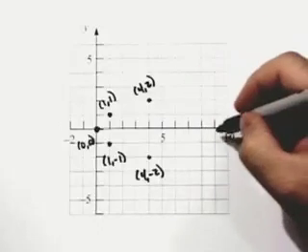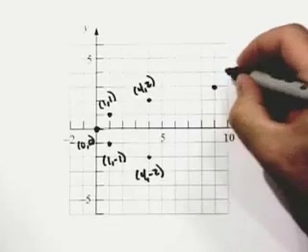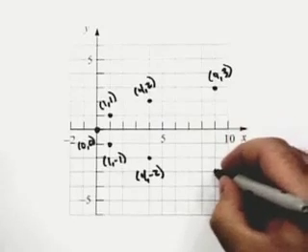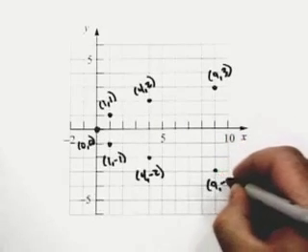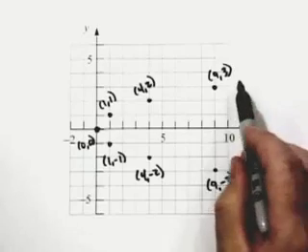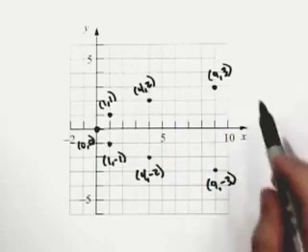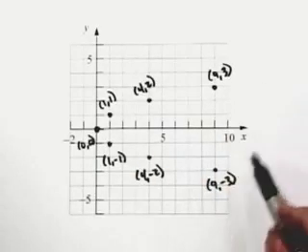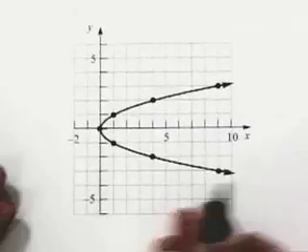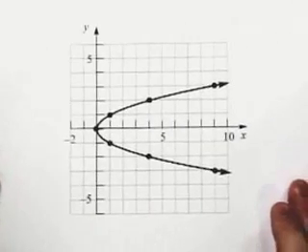And lastly, we found the point 9 comma 3. And from symmetry, the point 9 comma negative 3. So we have these 7 points plotted. The last step would be to connect these points with a smooth curve and draw some arrows at the ends to indicate that the graph continues on. If we do that, our final graph will look like this.